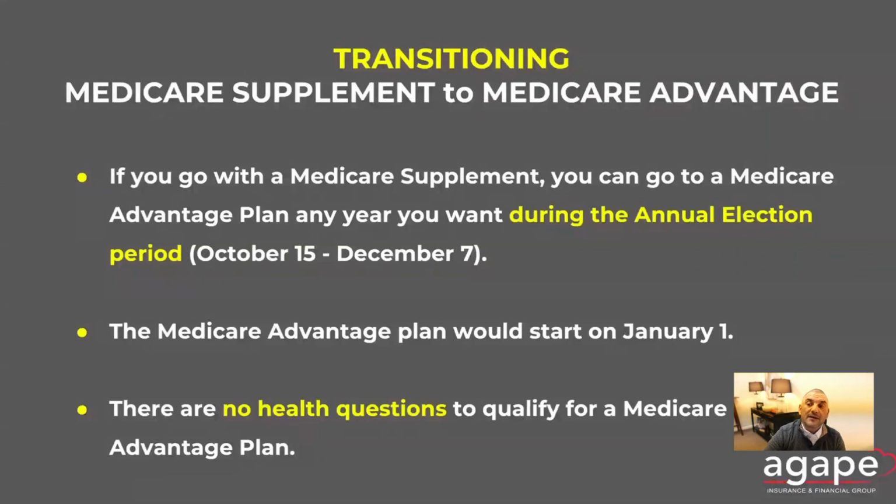Transitioning from Medicare supplement to Medicare Advantage plan. If you go with a Medicare supplement, you can go to a Medicare Advantage plan any year you want during the annual election period, October the 15th through December the 7th. The Medicare Advantage plan would start on January the 1st. Example, if you decided you wanted to go to a Medicare Advantage plan this AEP, October through December the 7th, any change that I made there would start on January the 1st, 2025.